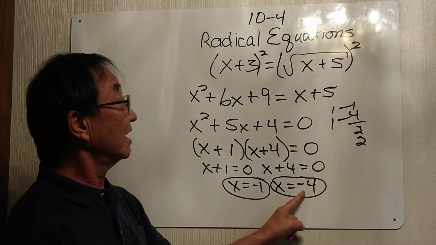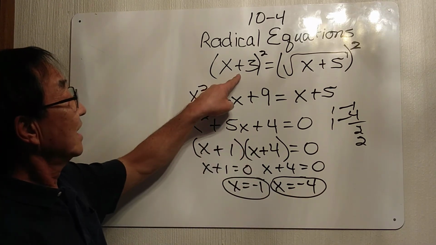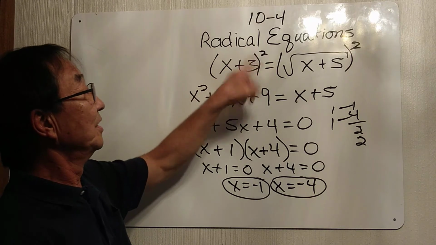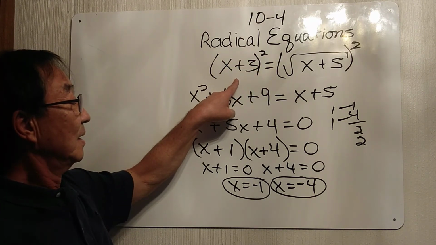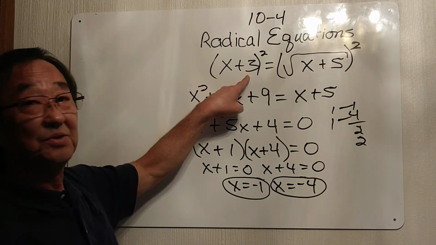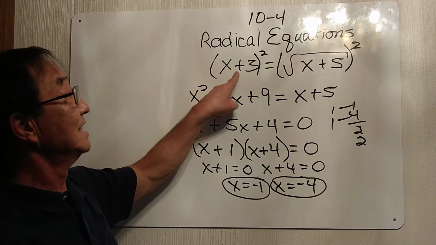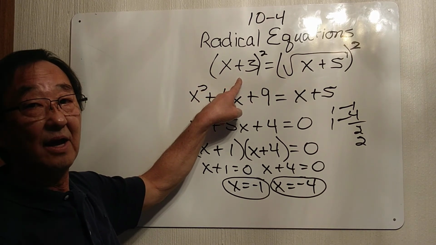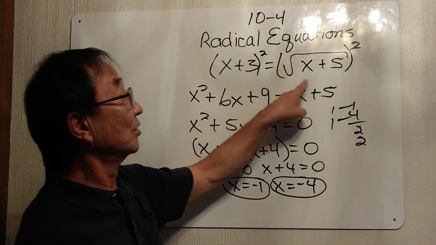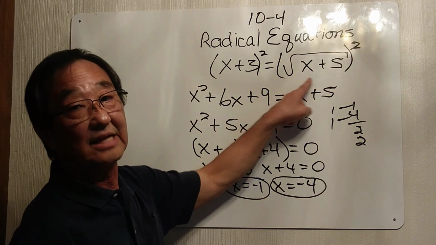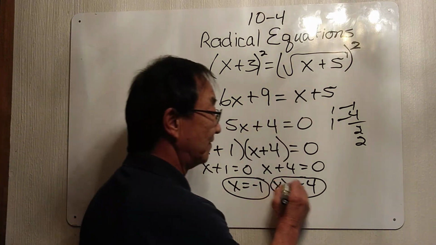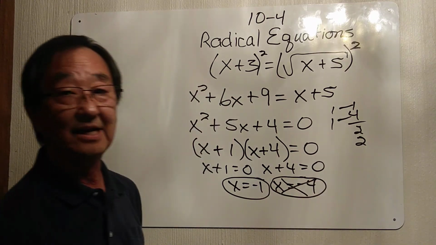Let's see if the negative 4 works. Well, the first thing I do, and you got to remember you don't have the squares on this, okay, is negative 4 plus 3. Negative 4 plus 3 is negative 1, okay? So that was equal to the square root, and that can't be. So negative 4 is not an answer to the problem.